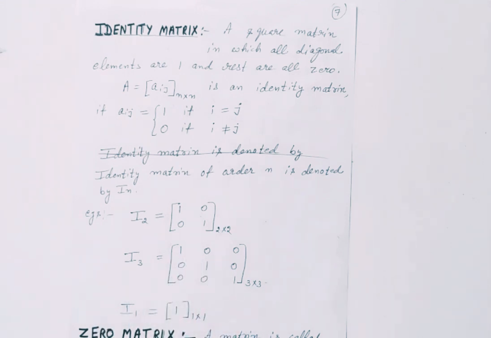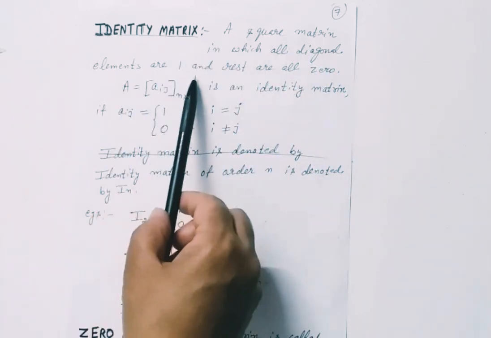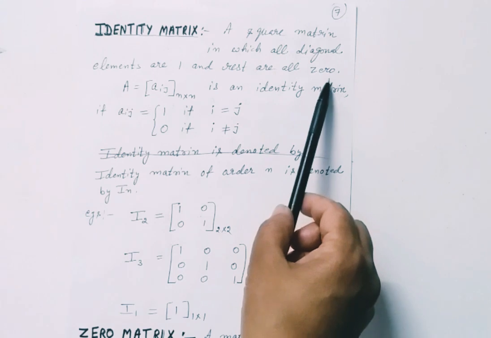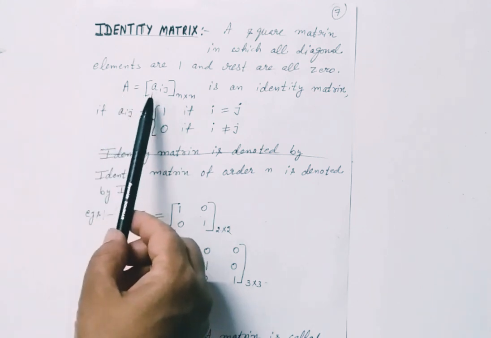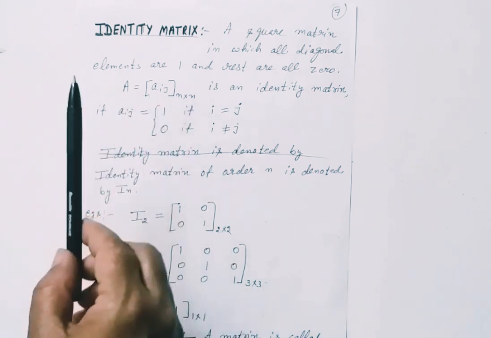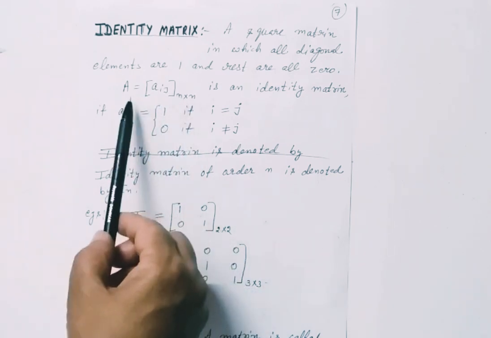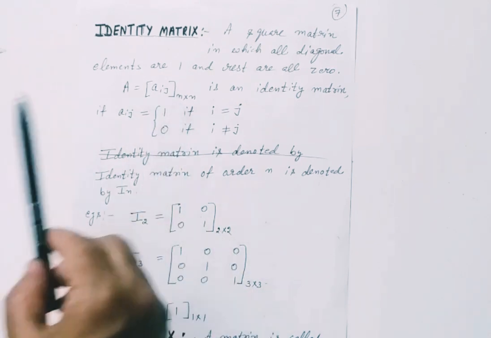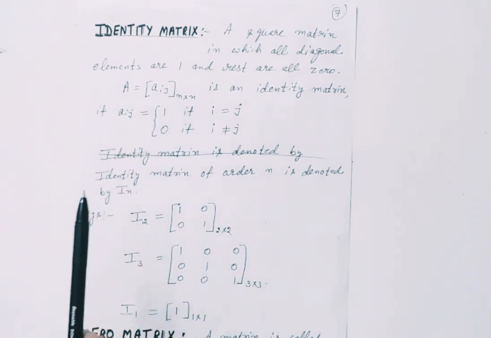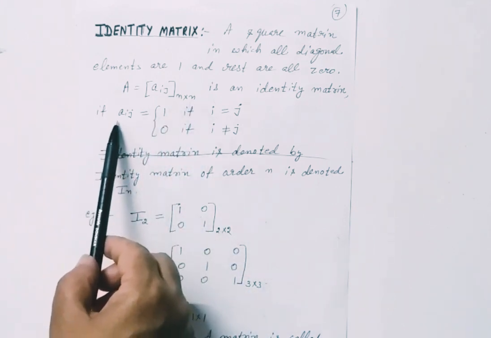So what do we mean by an identity matrix? A square matrix in which all diagonal elements are 1 and all the rest of the elements are 0 is called an identity matrix. In general, I can write if A is equal to [Aij] n cross n. Students, you must know that this is the notation for writing a square matrix. If it were a non-square matrix, I would have written m cross n, but since it is a square matrix, I have written the order n cross n. Aij, what is Aij?